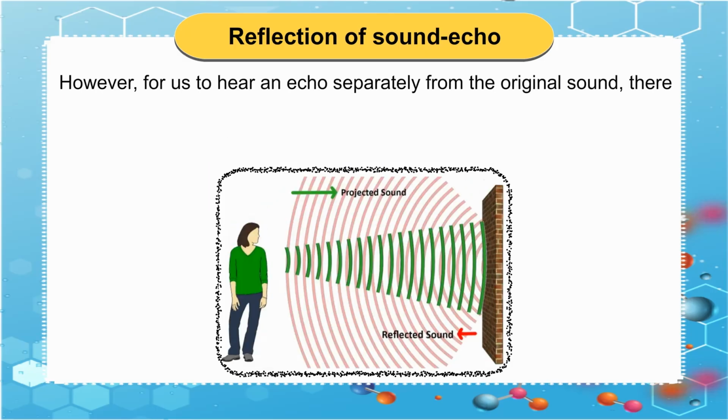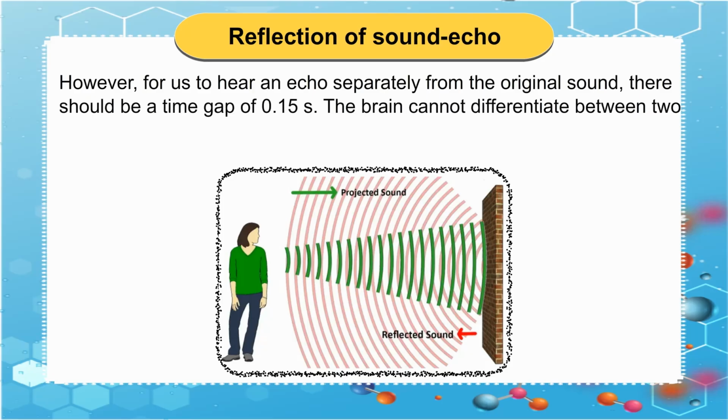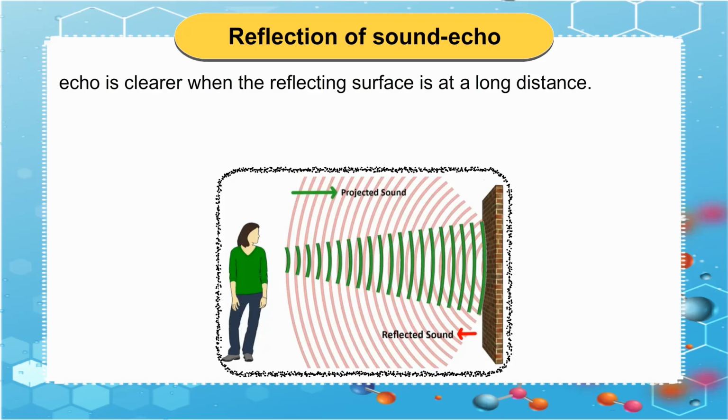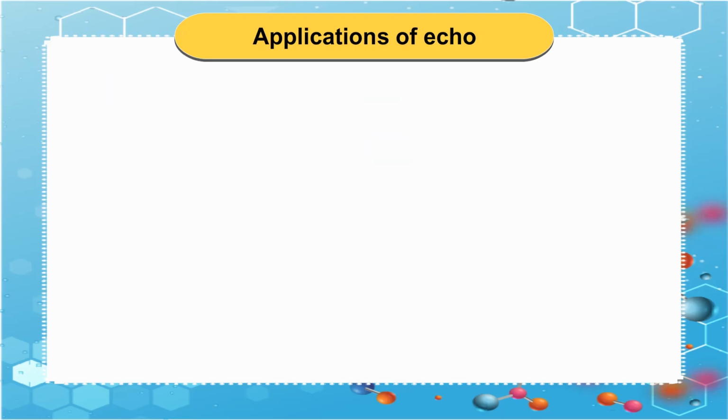However, for us to hear an echo separately from the original sound, there should be a time gap of 0.1 s. The brain cannot differentiate between two sounds if the time gap between them is less than 0.1 s. For this reason, echo is clearer when the reflecting surface is at a long distance.